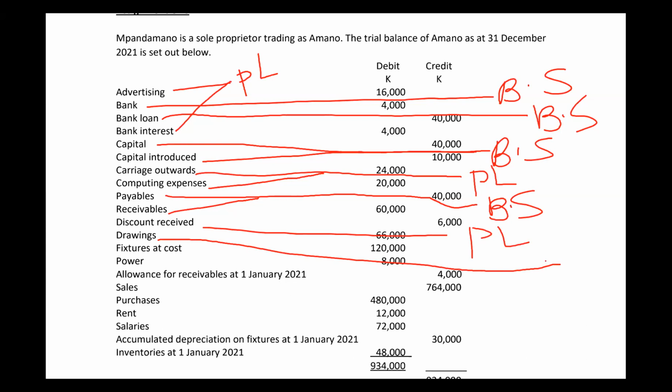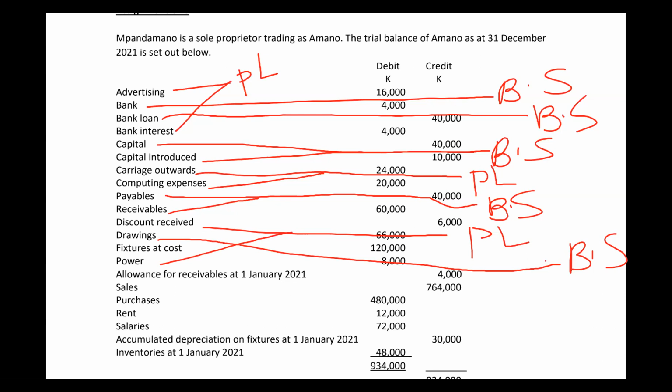You withdraw money for personal use. Where do you place this one? Balance sheet. The drawings go in the BS, the balance sheet. You have power, which is an expense. Power is an expense, it goes in the profit and loss account, right? We said all expenses go in the profit and loss account.